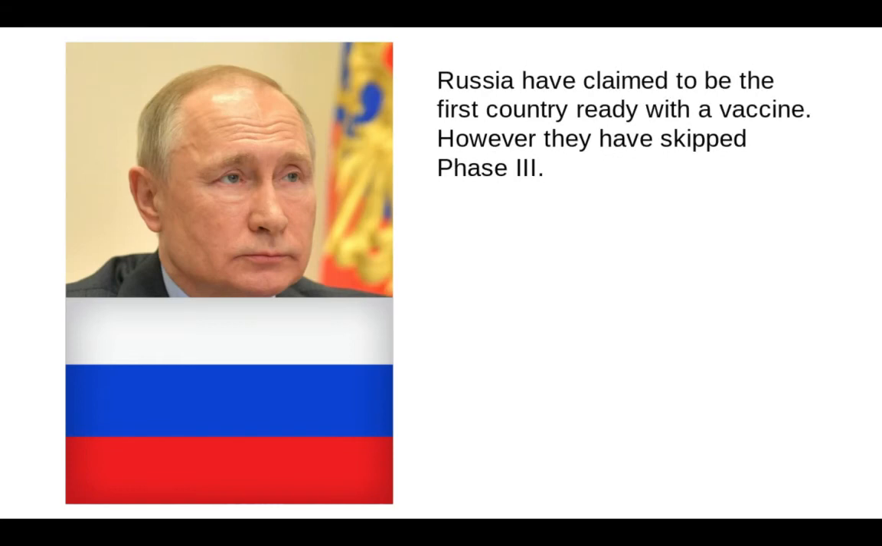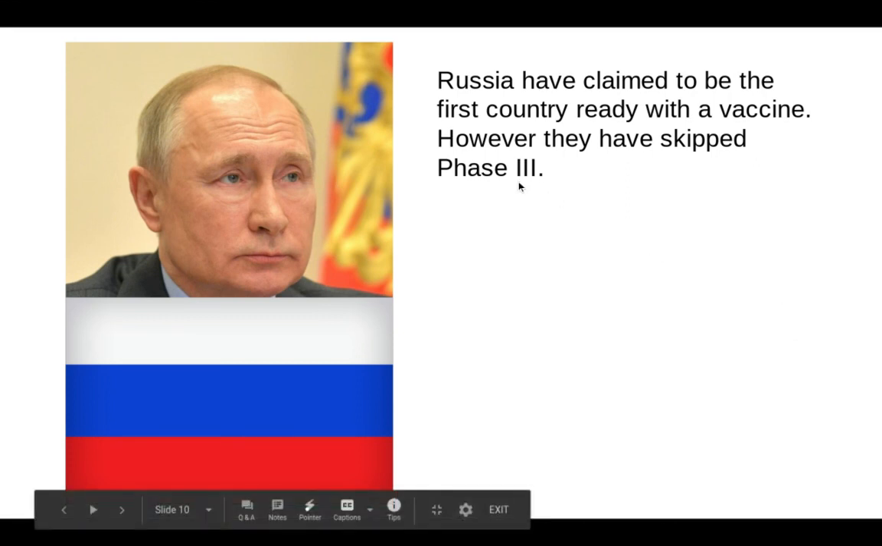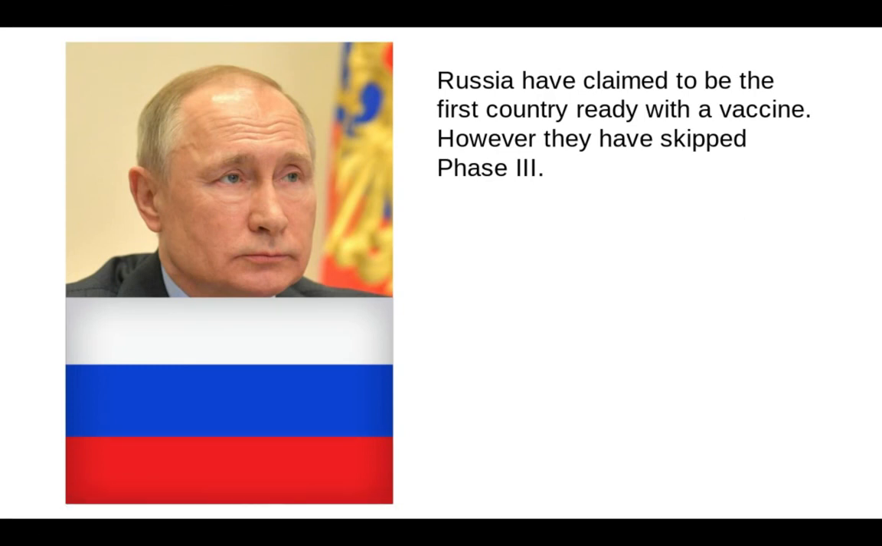Now, maybe some of you have seen recently that Russia has actually got a vaccine ready, okay? However, there is something very important with the Russian vaccine. They have skipped phase 3, okay? Phase 3 is a phase of testing where you test it on many people, thousands of people, and you document the results to make sure there are no side effects, that there are no problems or dangers with the vaccine. Russia, with their vaccine, did not do phase 3.